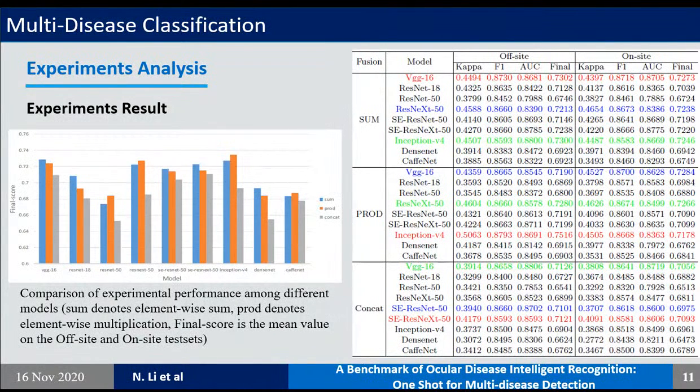In the table on the right, we mark the top 3 results of each feature fusion method with red, green, and blue respectively. We find that compared with the other 2 feature fusion methods, the experiments using the element-wise sum feature fusion method get better comprehensive performance. The figure on the left shows the comparison of experimental performance with different feature fusion methods. Experimental results show that simply increasing the depth of the neural network alone cannot improve performance. However, increasing the width of the network can bring certain improvement.